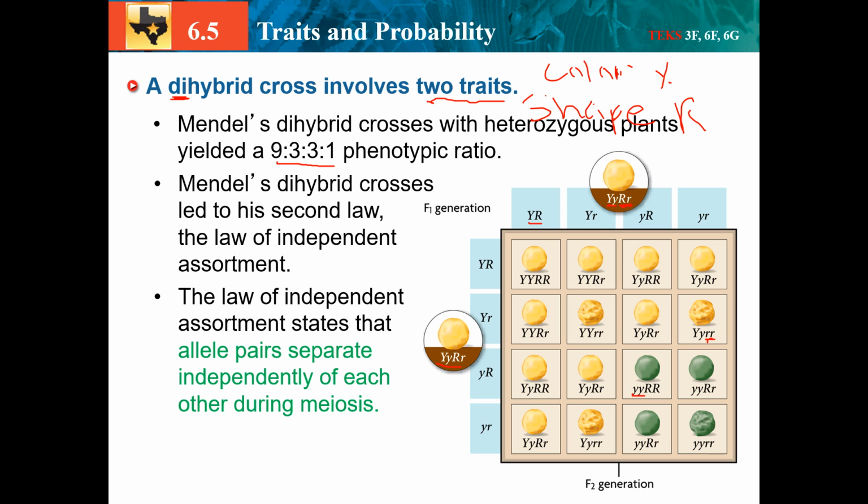And then to cross them, it's very similar to what you do with the monohybrid cross. You take the Y and the Y, and you're going to put that first, and the R and the R, and you're going to put that second.